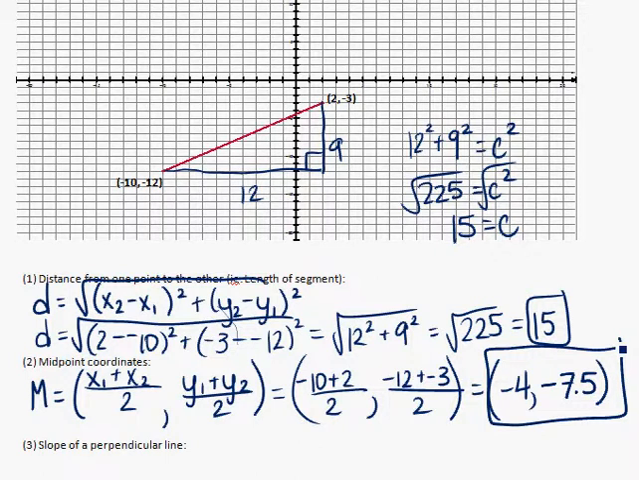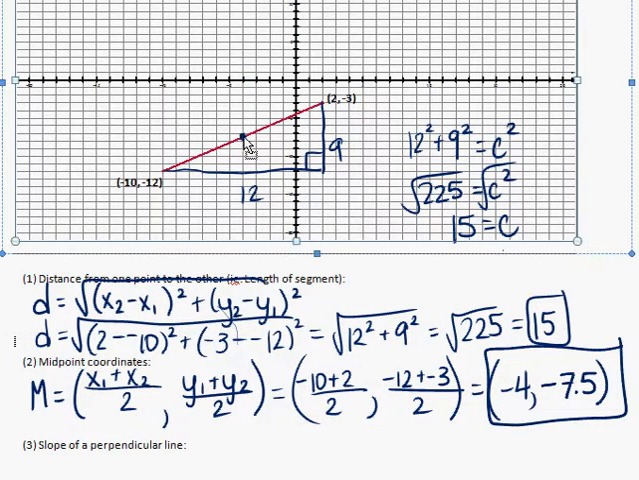I never feel completely comfortable with my answer until I go back to the graph and try to plot that point and make sure that it does in fact look like the midpoint of my segment. So I'm going to go over to negative 4, negative 7.5, and I see that not only is it on my original line segment, but it does in fact look like the midpoint of that segment. So now I feel pretty good about that.